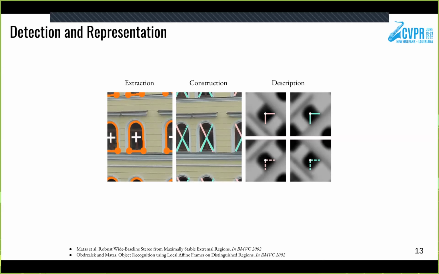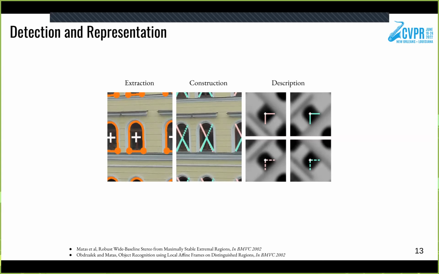And then there's this description process where the patch local to the affine basis is normalized to a canonical frame, which removes the distortion locally, and this patch is then embedded. It can be embedded by SIFT. It can be embedded by a neural network. We don't care. It's agnostic to us. But that's the process of the encoding.